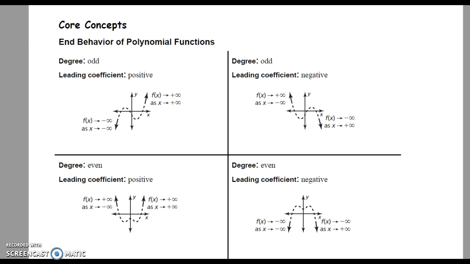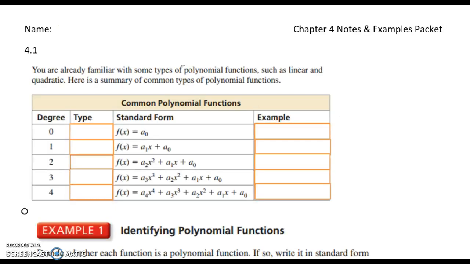Now let's go to our notes packet. Alright, so again, we're familiar with linear and quadratic functions. Let's look at this table here. If we have a constant function, for example, the function is just the number 2, then the exponent is 0, because we basically have no x value. We call this constant, and we say the degree is 0.